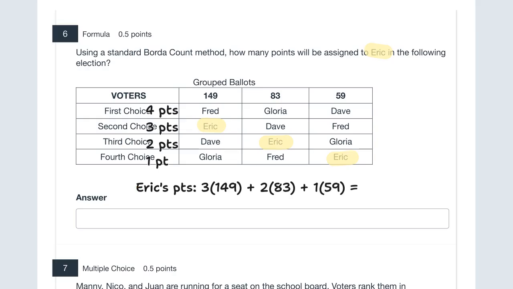Grab our calculator. 3 times 149 plus 2 times 83 plus 1 times 59 is 672 points. If you're prone to hitting buttons incorrectly on a calculator, make sure you do this at least twice. 672.